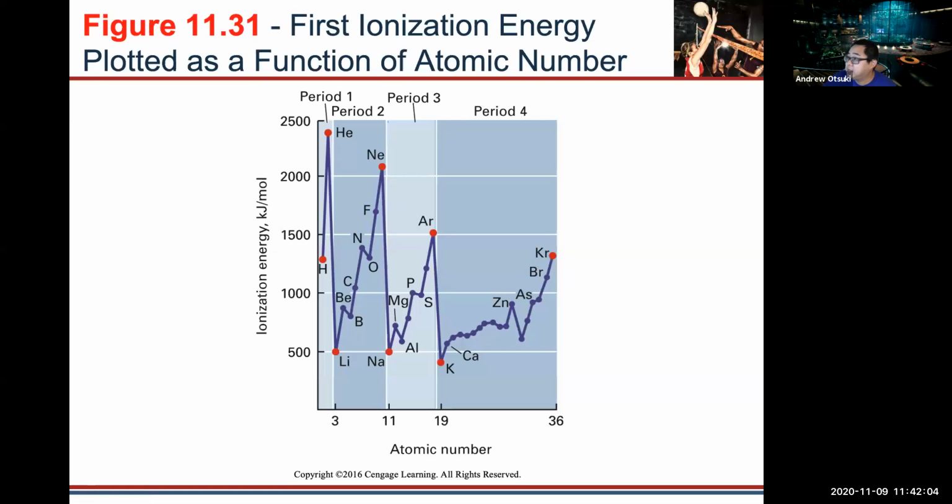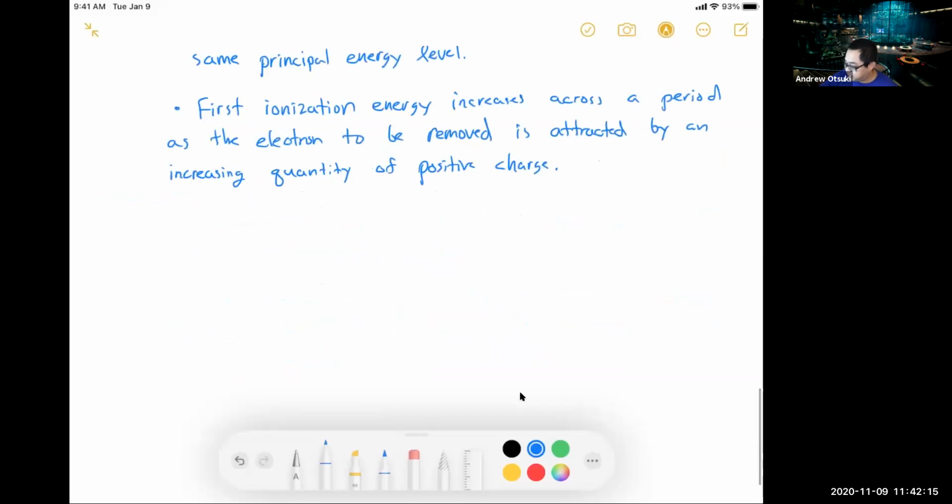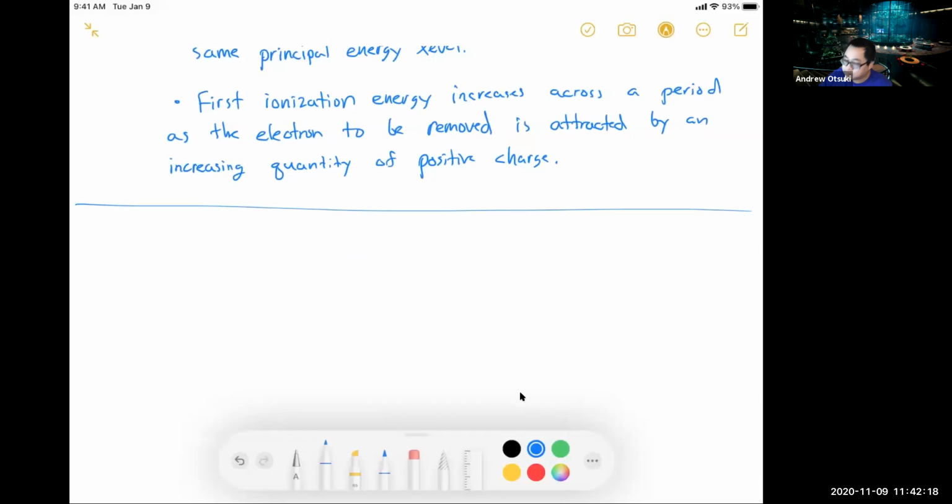So let's go back now to the iPad. So let's talk about now, we're going to be talking about the second and third ionization energy. So what is that? Second and third ionization energy.